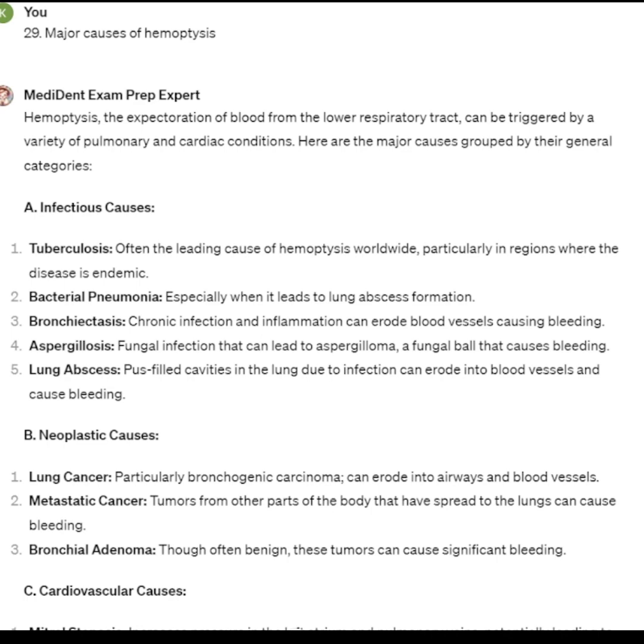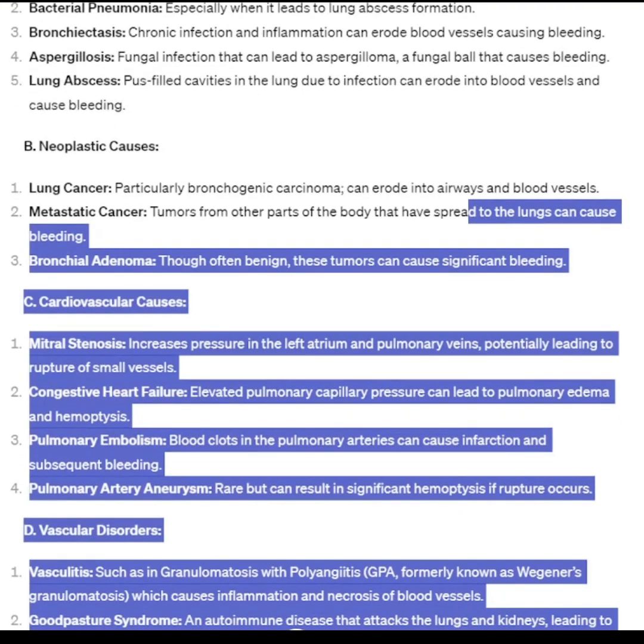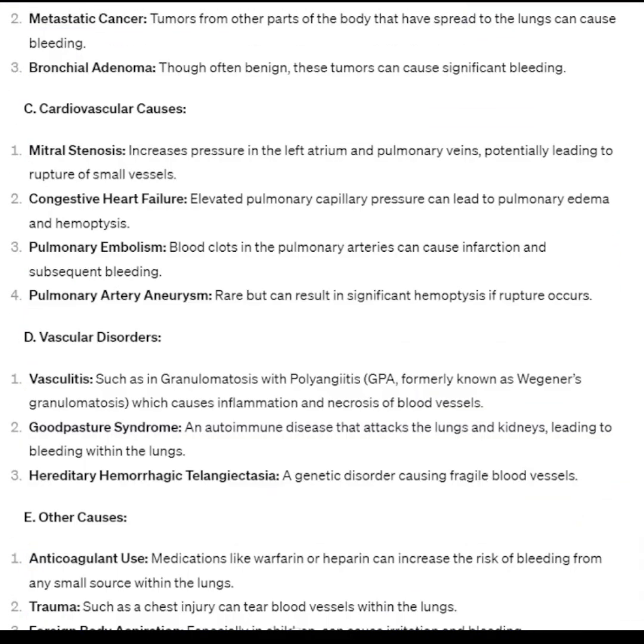4. Aspergillosis, a fungal infection that can lead to aspergilloma, a fungal ball that causes bleeding. 5. Lung abscess, pus-filled cavities in the lung due to infection can erode into blood vessels and cause bleeding. B. Neoplastic causes. 1. Lung cancer, particularly bronchogenic carcinoma, can erode into airways and blood vessels. 2. Metastatic cancer. Tumors from other parts of the body that have spread to the lungs can cause bleeding. 3. Bronchial adenoma. Though often benign, these tumors can cause significant bleeding.